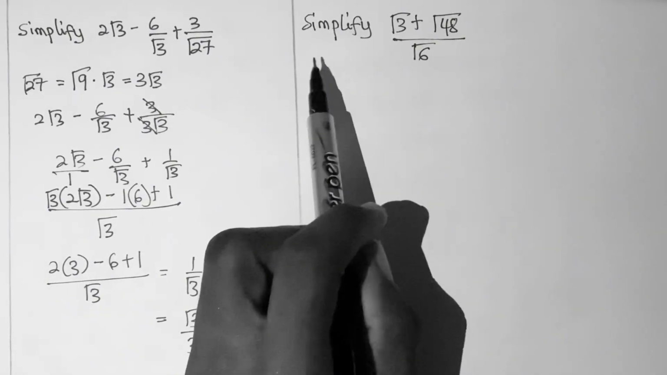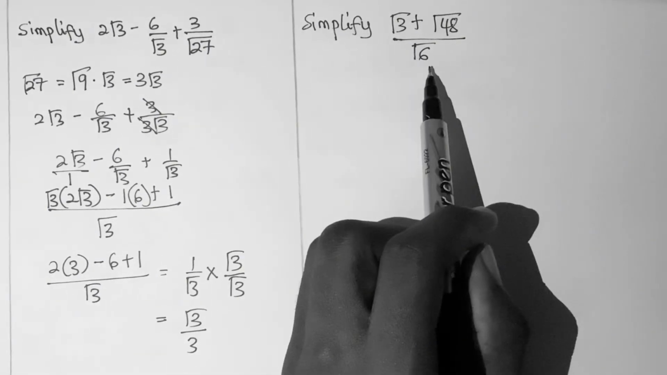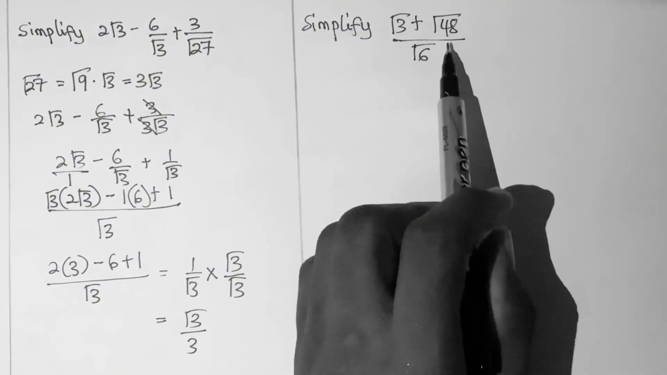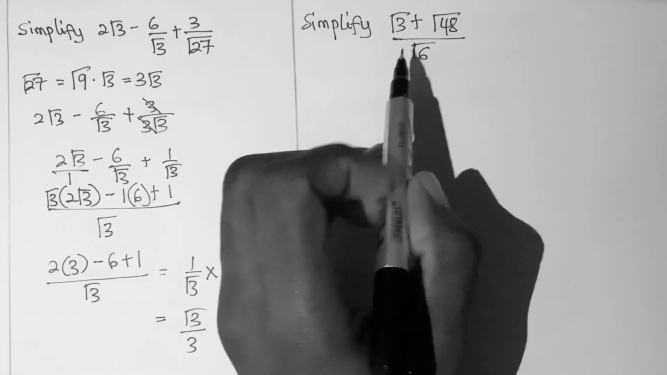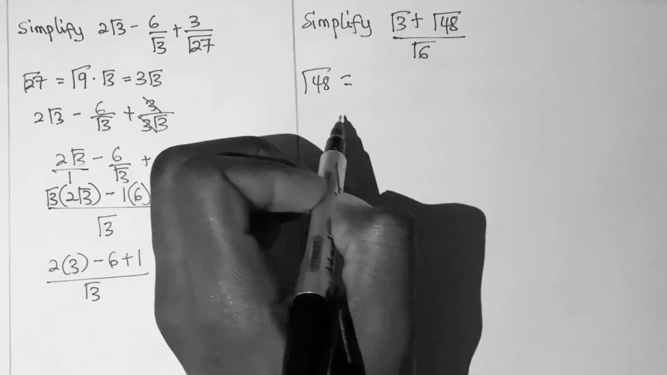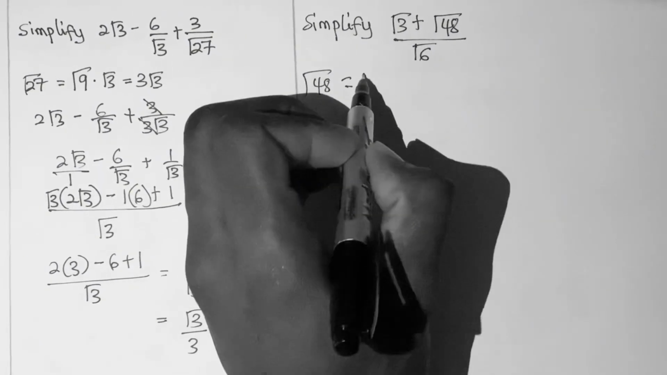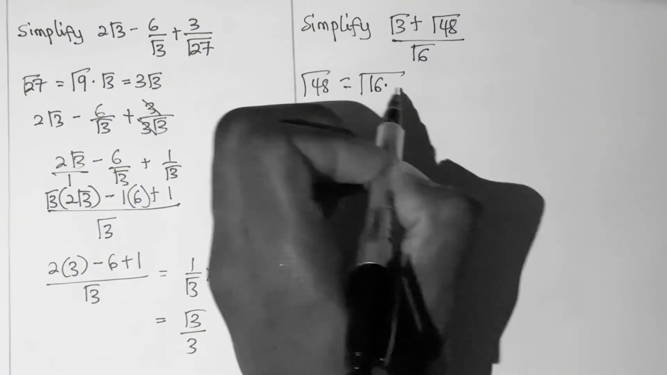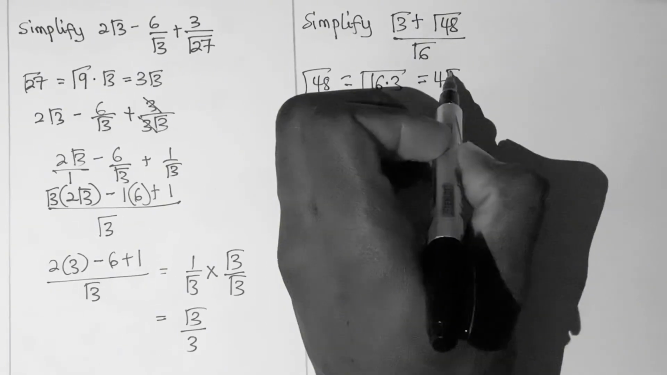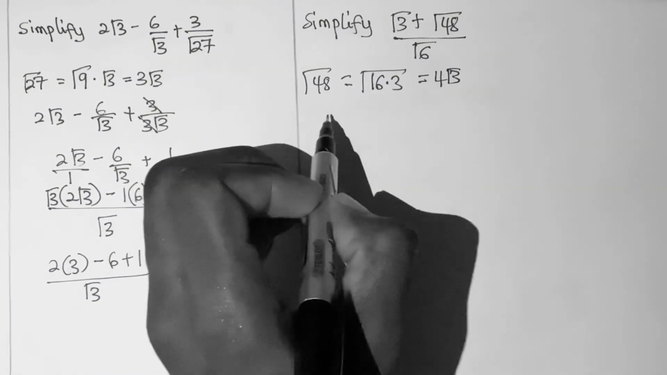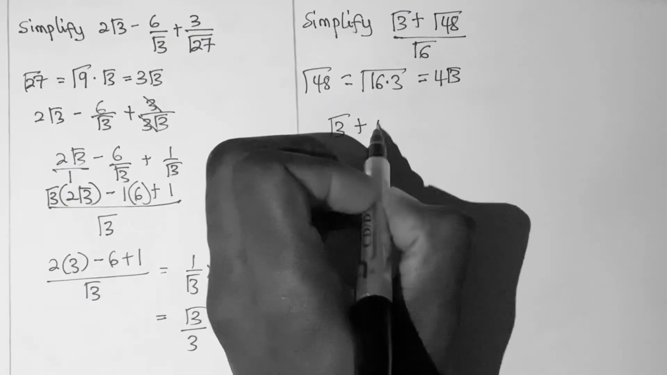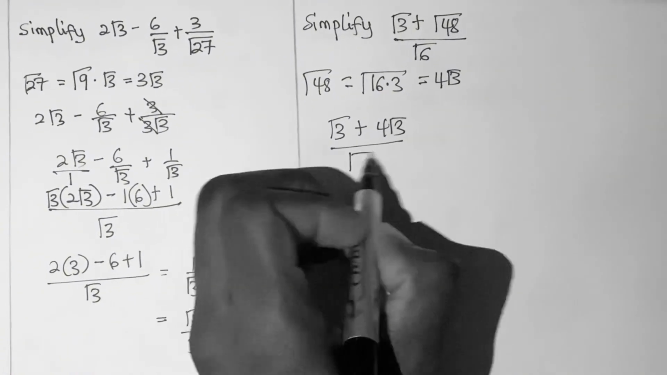We have this one here, which is simplify root 3 plus root 48 divided by root 6. So as we established earlier on, when we are given this, first reduce the square roots into its simplest form. So root 48 is equal to 16 times 3. So this is square root of 16 times 3. And square root of 16 is 4. So this is equal to 4 root 3. So the question becomes square root of 3 plus 4 root 3 divided by root 6.